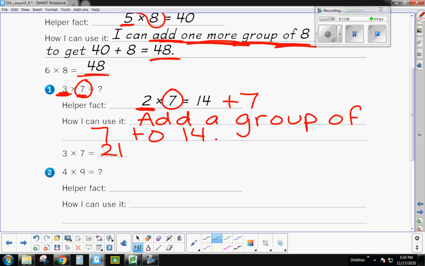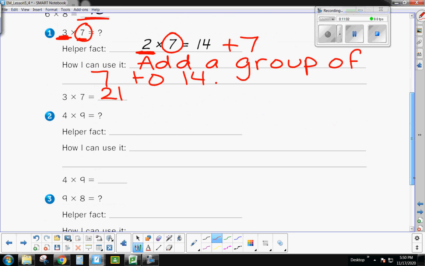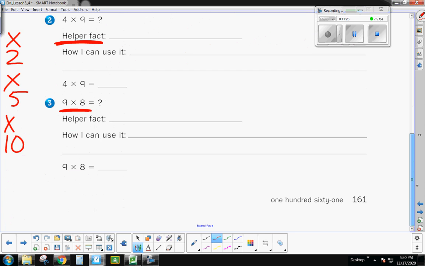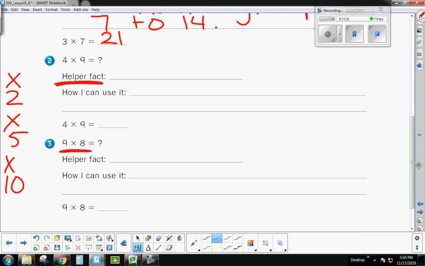All right, let's look at number 2. They gave you the problem 4 times 9. I want you to pause the video and come up with a helper fact that's going to be close to 4 times 9. Which factor would be close? Times 2, times 5, or times 10? Choose your helper fact and then decide what you're going to do with that fact. Do the same thing for number 3 and solve 9 times 8. So go ahead and pause the video and do these next 2 problems.